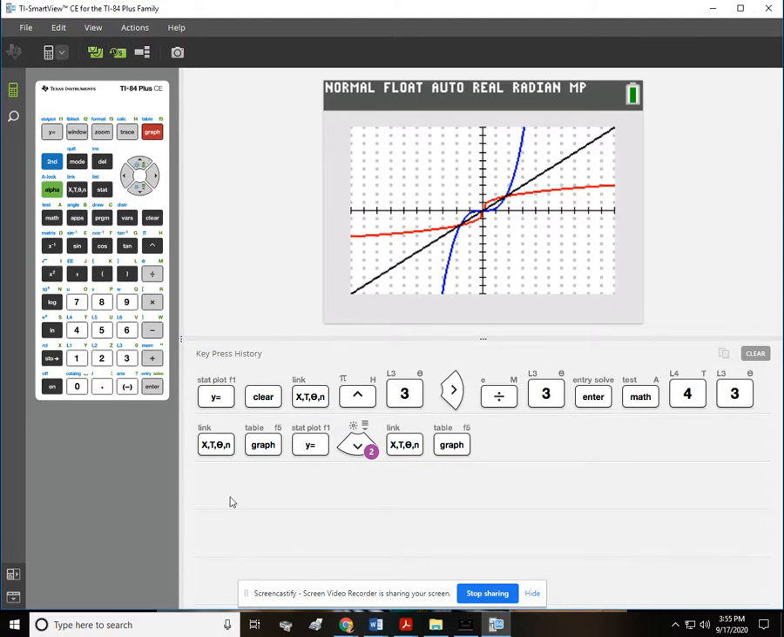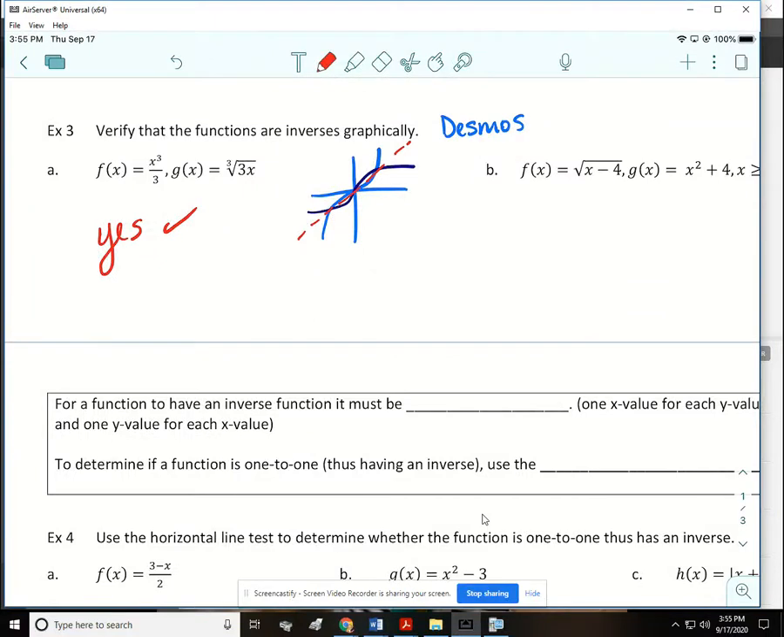Oops, sorry, you guys didn't see any of that. I drew what the calculator did in different colors, and then I saw that they do reflect over the line, so it's yes.